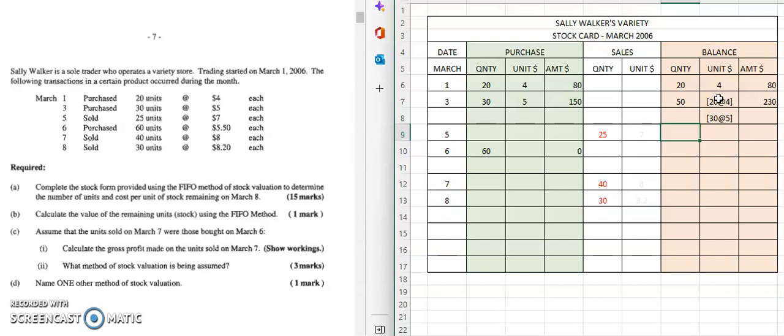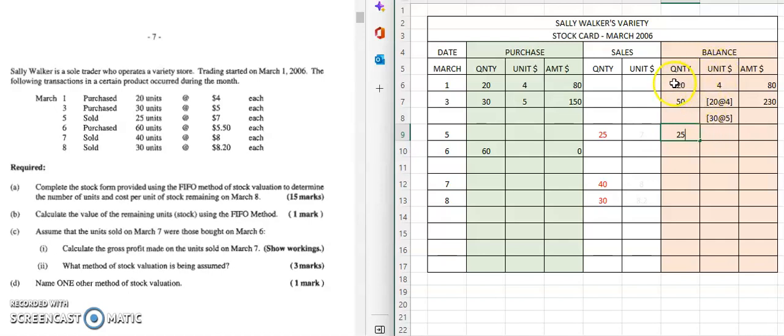Now, on March the 5th, she sells 25 of these units. So if we're using the first in, first out method, we would assume she sold from the set she had first, and then from the set she bought last. So we know for sure that at the end of the day she will only have 25 units because 50 minus 25 is 25. So the question then is, which 25 units does she have? So let's look at it and see.